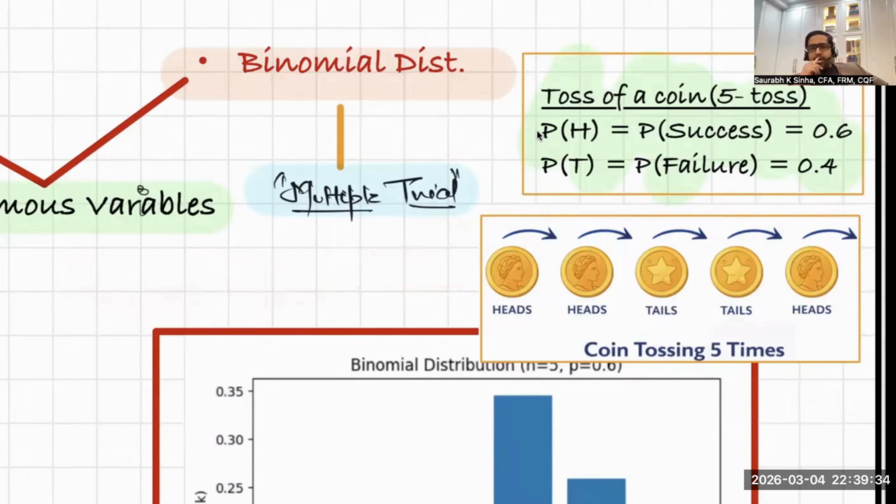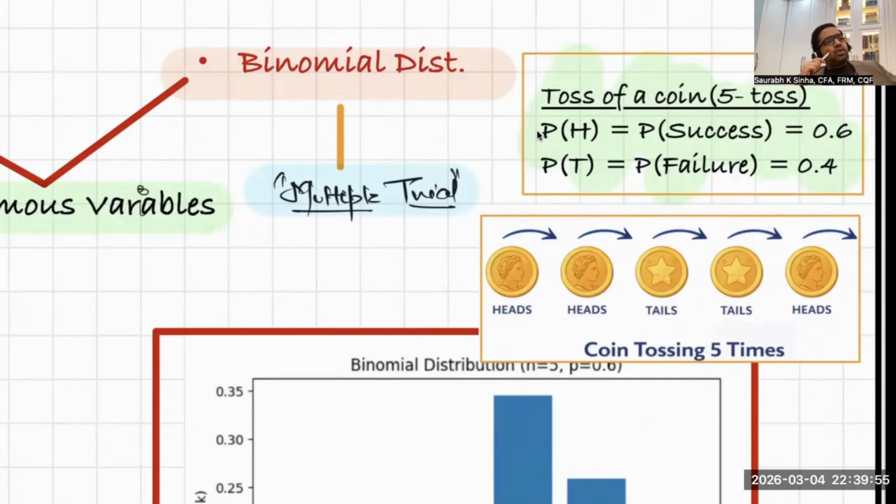Perfect. Okay. So, what is our experiment? Our experiment is very simple. We are tossing the coin for five times. That's it. Now, if I ask, what is the probability of zero heads in all the tosses? There shouldn't be any head. It should be tail, tail, tail, tail, tail in five tosses.